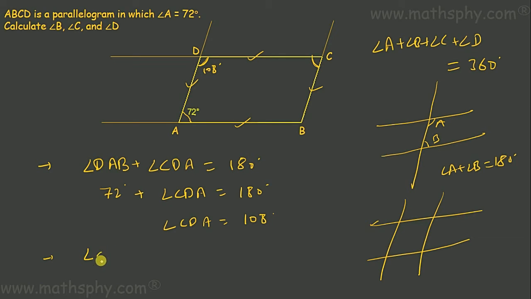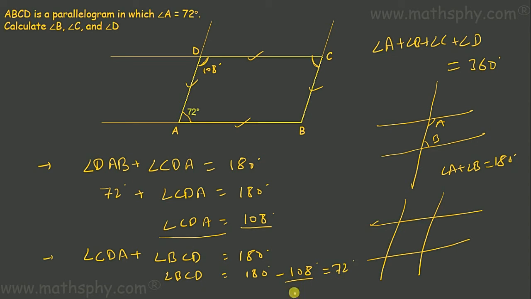angle CDA plus angle BCD put together will give you 180 degrees. CDA is known to us, 108 degrees. So angle BCD will be 180 minus 108, which gives you 72 degrees. So angle BCD here is 72 degrees.